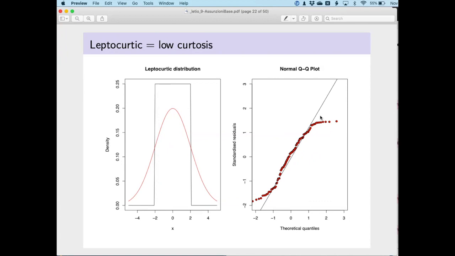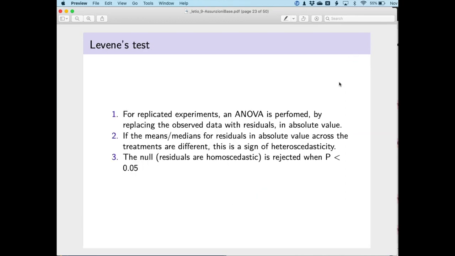So look at the tail. If they deviate significantly, I can't say significantly because I don't have a test, but if they appear to deviate very much from the diagonal, then there is a problem, right? That's good.